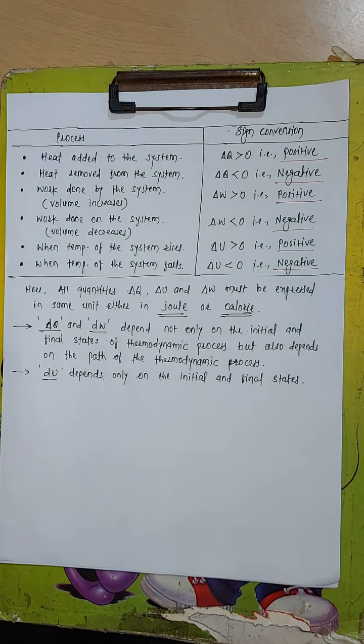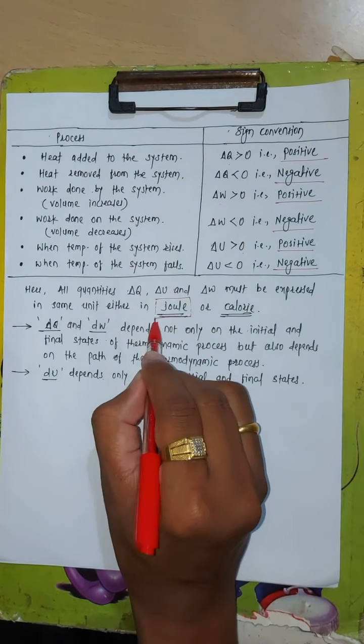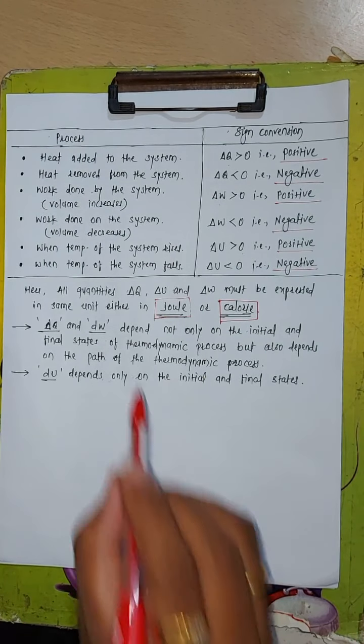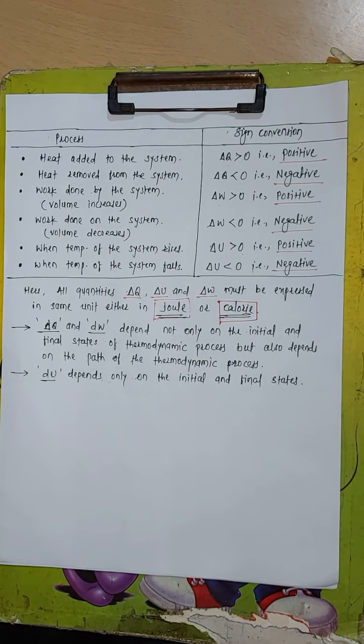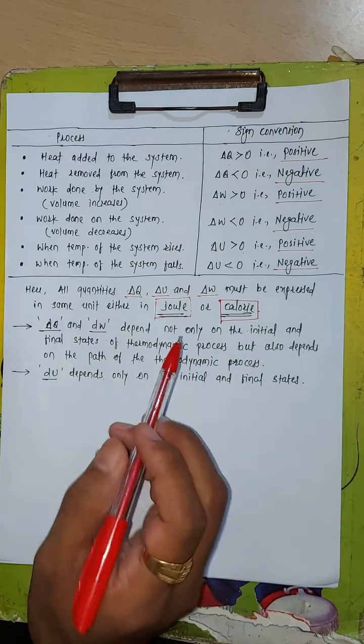Okay, so we have the equation delta Q equal to delta U plus delta W, and from that equation we can say that the quantities delta Q, delta U and delta W must all be expressed in the same unit. Either we can express these quantities in terms of joule, or in terms of calorie. So all three quantities, delta Q, delta U and delta W, must be expressed in the same unit. Okay. So we will make a statement about delta Q, delta W and delta U.